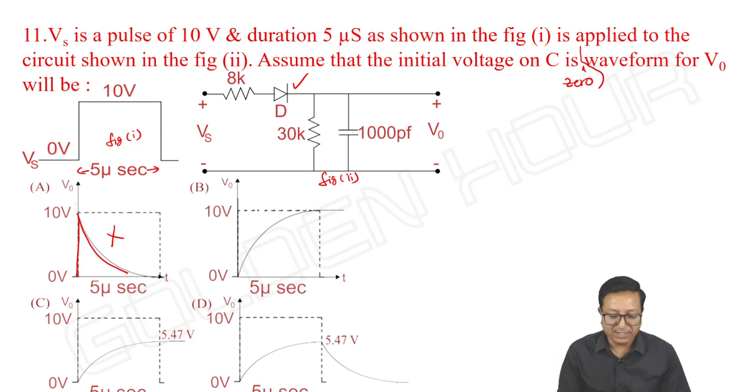Next point. After 5 microseconds, the diode is off. Once the diode is off, what is your equivalent circuit? Like this.